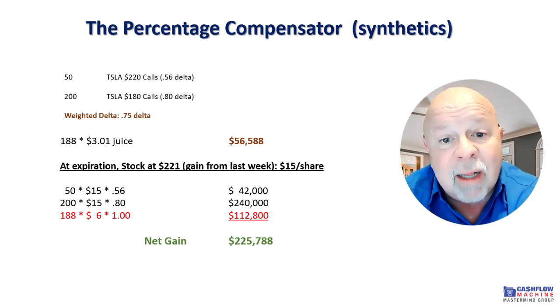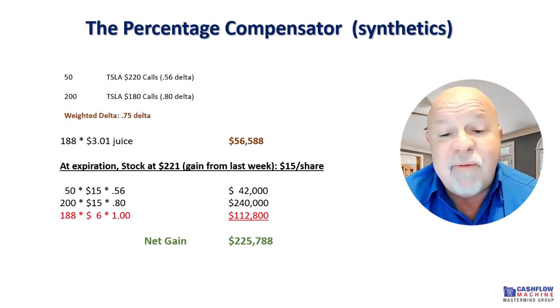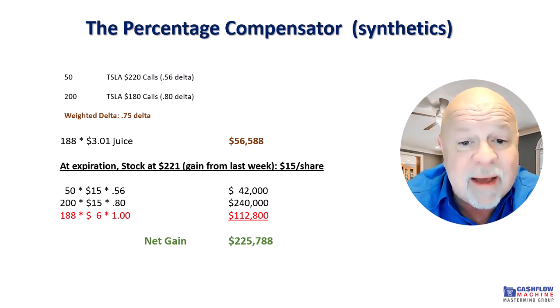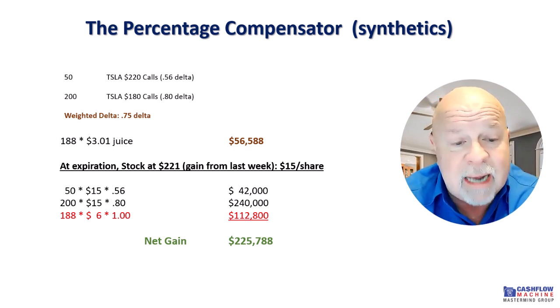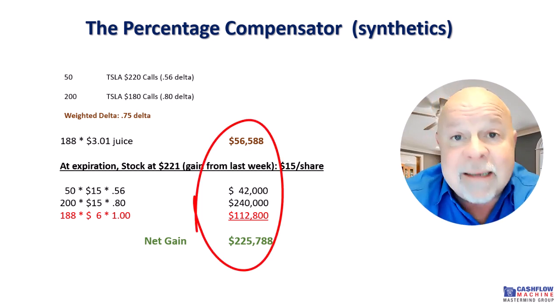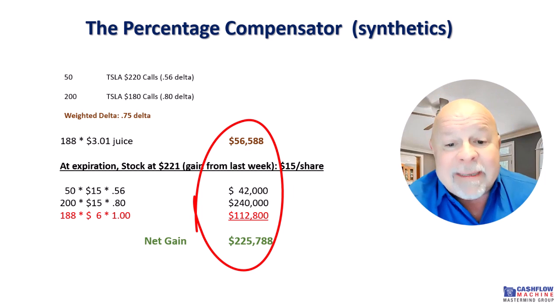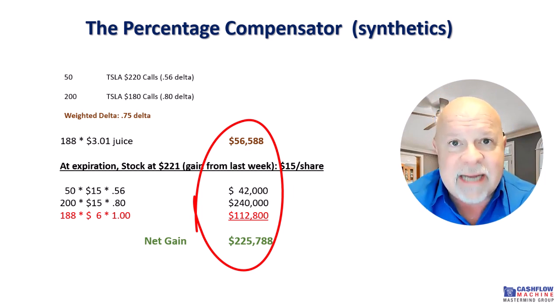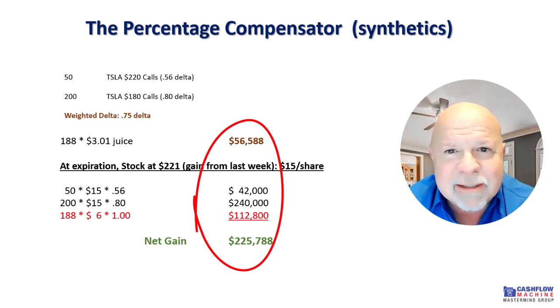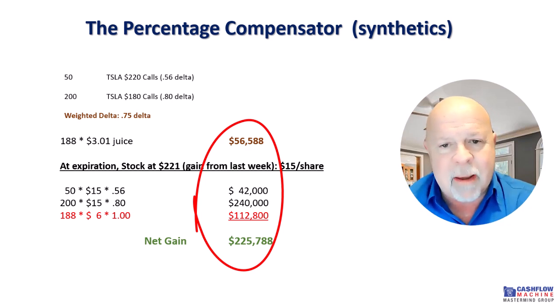But if you net it all out, I got 56,588. I gained 42,000 on the 50 contracts. I gained 240,000 on the 200 contracts. But I subtracted 112,800 because it was over the strike price. When you net it all out, it was a good week. I ended up gaining 225,788. I tried to make the math slow, but I know I threw around a bunch of numbers, so you may want to watch this again.